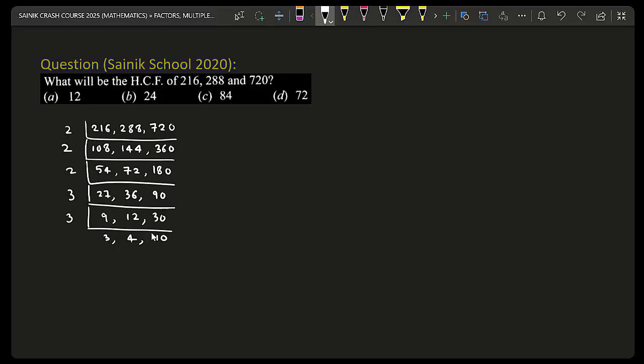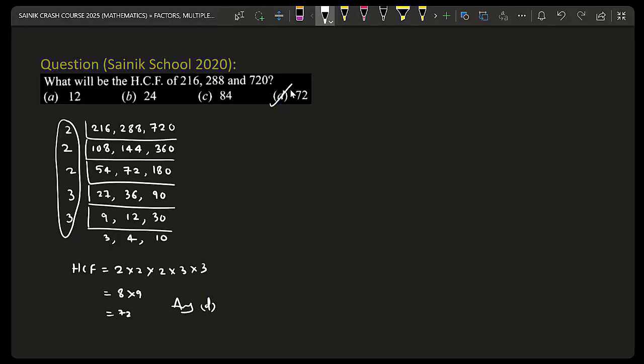Is there any common factor for all the numbers now? No, sir. So the HCF will be the product of all of them. HCF is going to be 2 into 2 into 2 into 3 into 3. So 2 cubed is 8, 3 squared is 9, and 8 times 9 is 72. Varshita, you got the same answer? Yes, sir. So answer D.